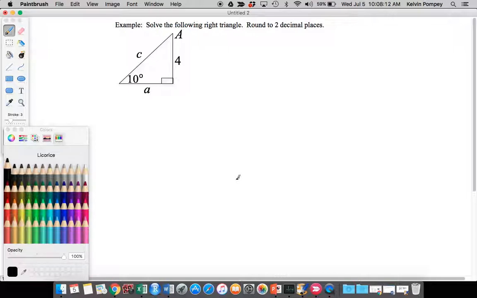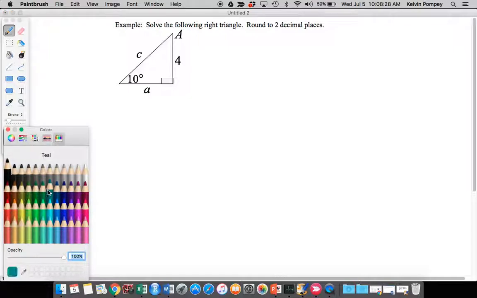All right, so let's look at an example. The direction is: solve the following right triangle. We're going to round to 2 decimal places. Notice here, I know in the last chapter we were stuck on radians. We're going to move back to degrees because in application problems we use degrees more than anything, okay?